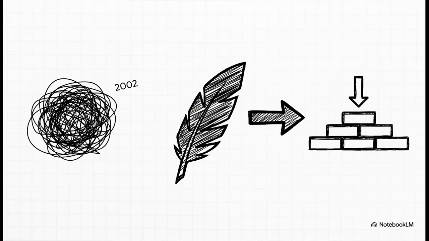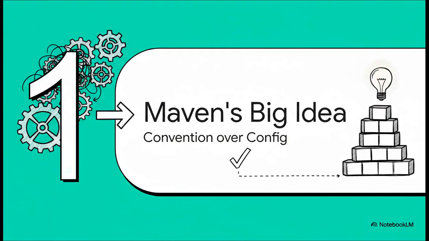So back in 2002, a developer named Jason Van Zyl basically said, enough is enough. He decided to take on this chaos directly. And the tool he created to do it? Apache Maven. So what was the secret sauce here? What was Maven's big idea that changed everything?